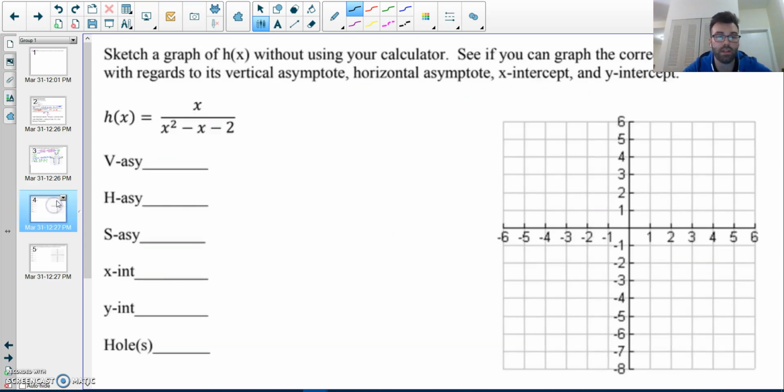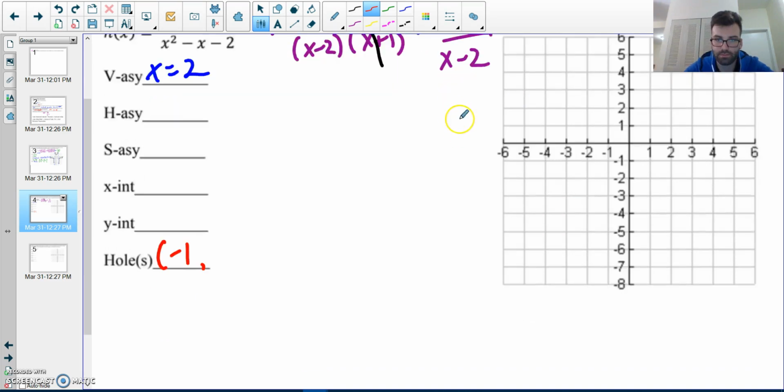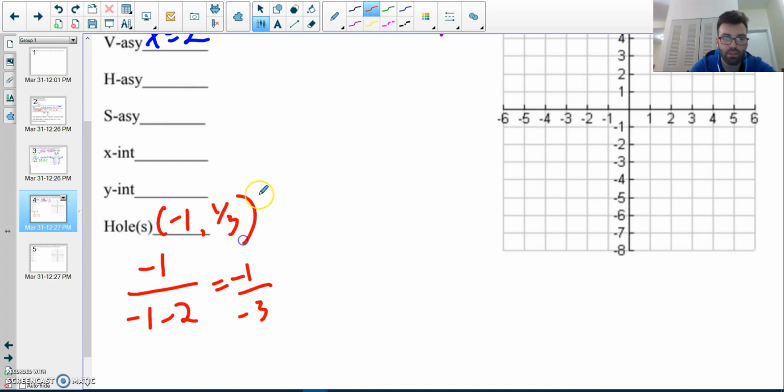Alright, next one. I'm going to change this to x squared plus x on the top. Okay, I want you to factor and simplify this one. So I factored and simplified. My simplified version told me I have a vertical asymptote at x equals 2. Remember when we simplify, whatever cancels out is going to determine my hole. So my hole is going to have an x value of negative 1. To get my y value, plug negative 1 into my simplified version. Negative 1 over negative 1 minus 2 will give me negative 1 over negative 3, which is positive 1/3.